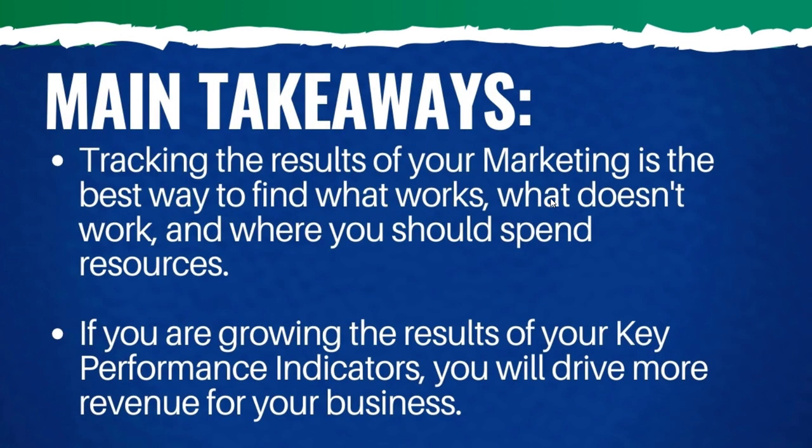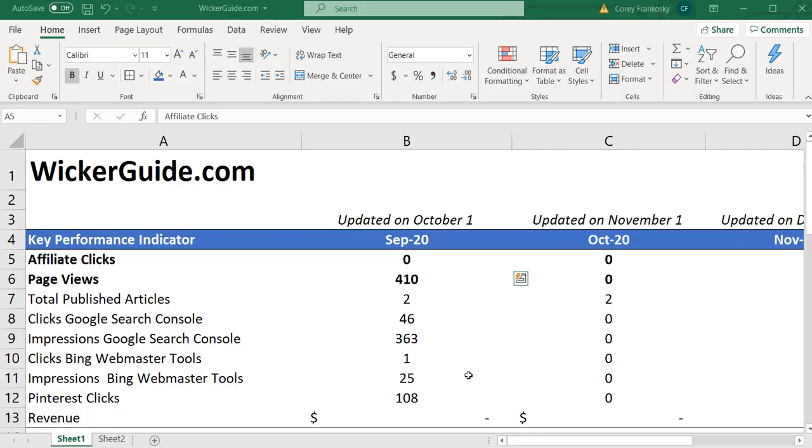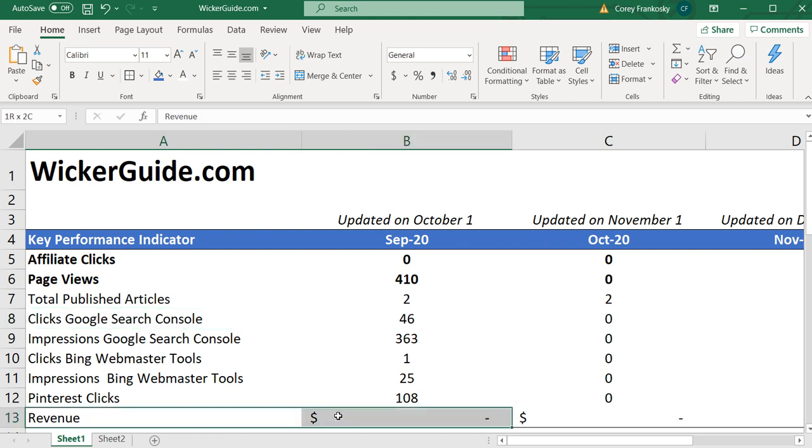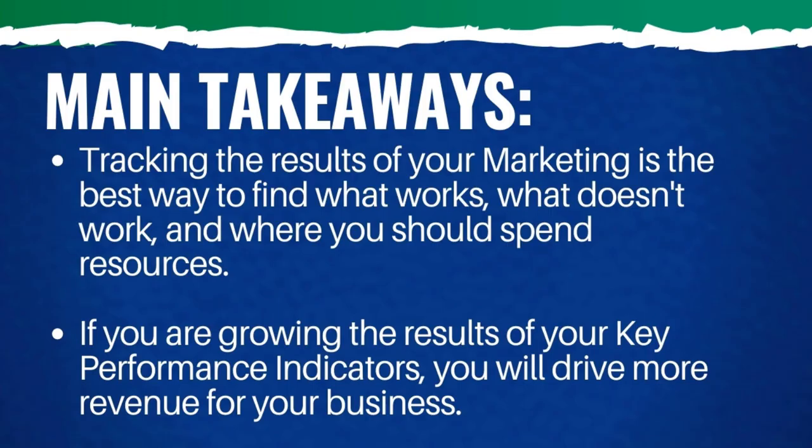So some of the main takeaways from this video: tracking the results of your marketing is the best way to find out what works, what doesn't work, and where you should spend resources. And then if you're growing, the results of your key performance indicators. So as we come over here, if I see consistent growth for affiliate clicks, page views, published articles, clicks from Google Search Console, etc., then what we're going to see is our revenue growing. And that's really what our goal is by the end of this video series. So you're going to drive more revenue as you grow those key performance indicators.